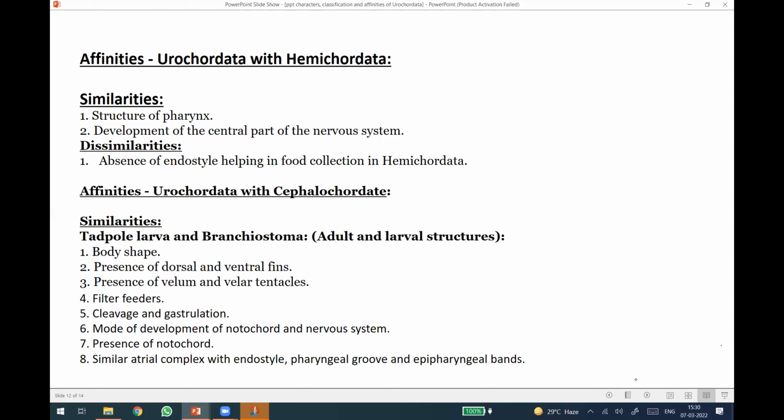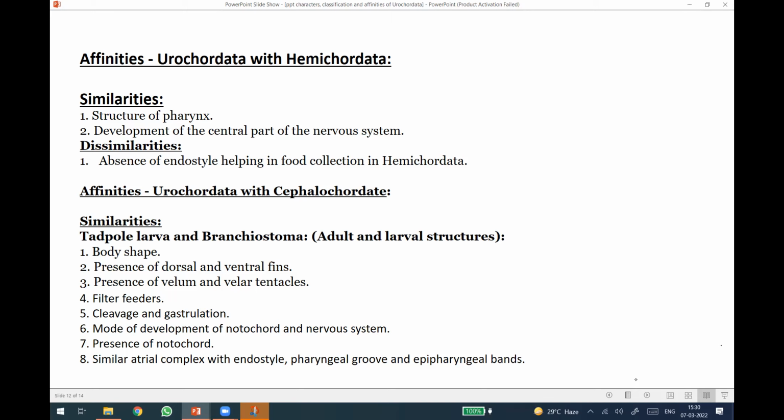Then the affinities with Hemichordata. The phylogenetic condition of the next group, Hemichordata, we have discussed many times. So it is said that the Urochordates may have greater affinities with the hemichordates. The most important similarities to be mentioned are the structure of the pharynx and the development of the central part of the nervous system.